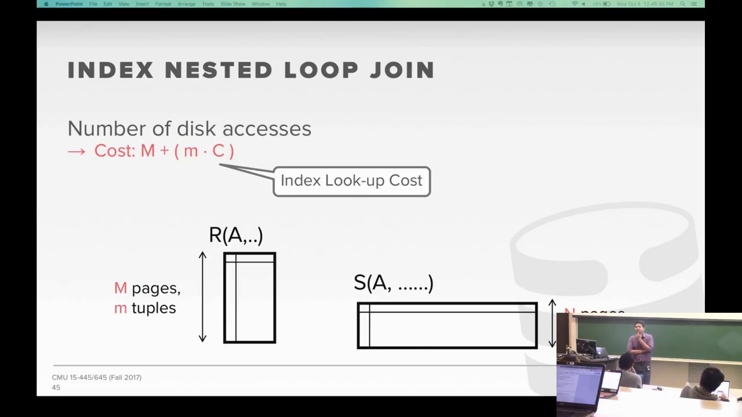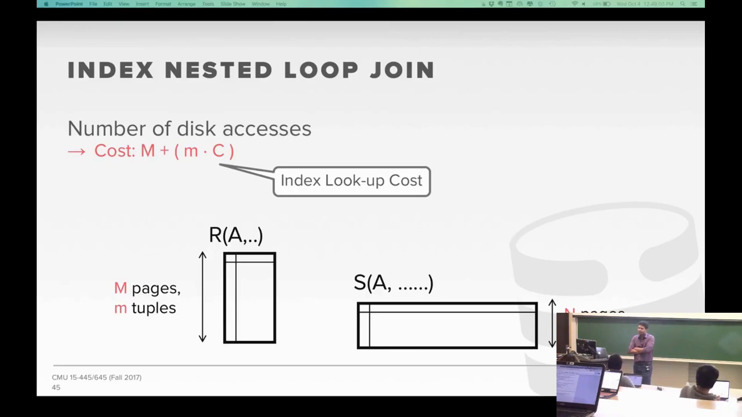Yes. You assume that the index is residing on disk, and you still have to do logarithmic access as you traverse down the B plus tree to figure out the index match. But instead of capital N, it's basically log N. Okay, so that's a good question. Any other questions?